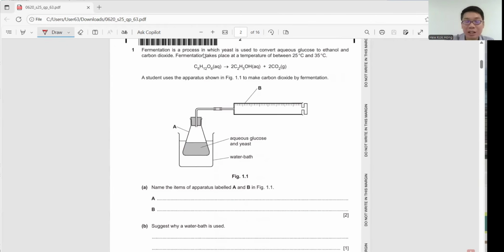Fermentation is a process in which yeast is used to convert aqueous glucose to ethanol and carbon dioxide. The fermentation takes place at a temperature between 25 and 35. The equation is as this. A student used the apparatus shown here to make carbon dioxide by fermentation. First, they ask you to name the apparatus. So we know A is conical flask, B is gas syringe.